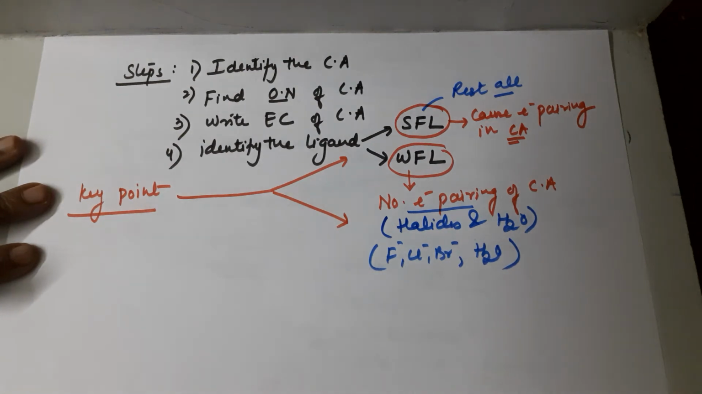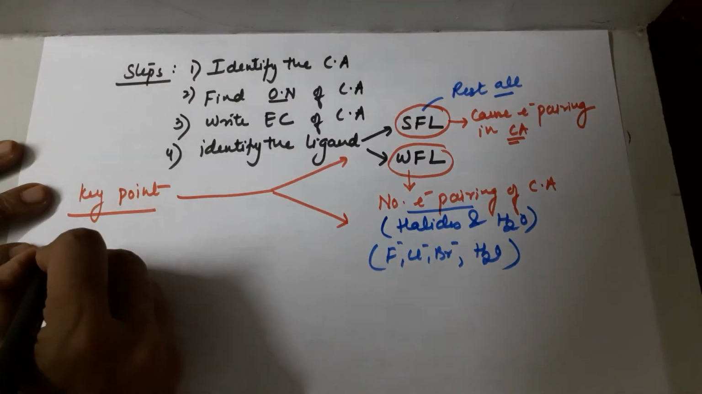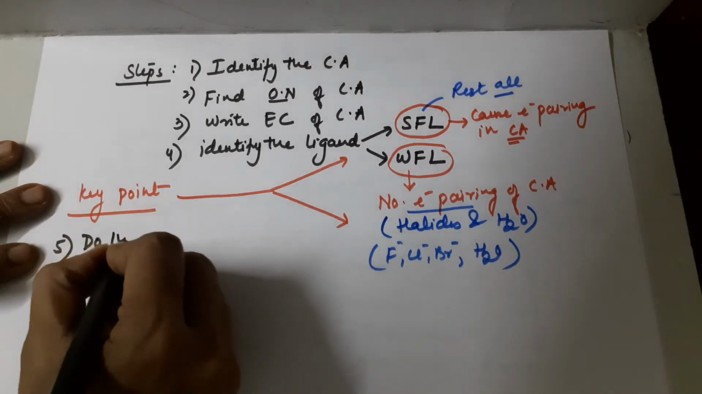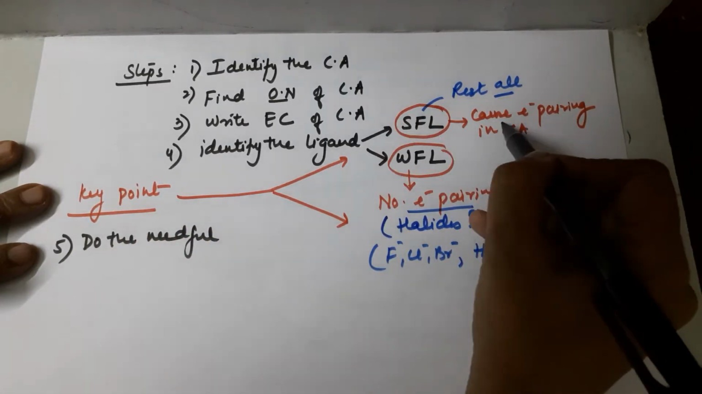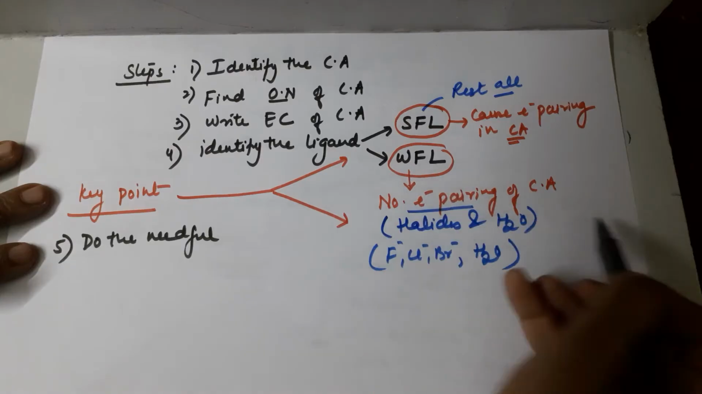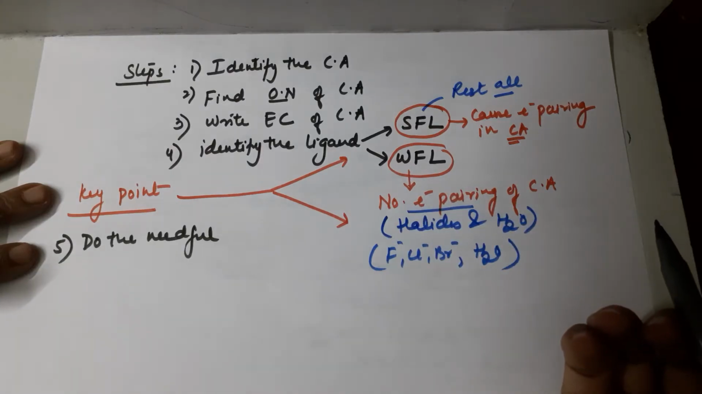Is that fine? Now, after you identify whether the ligand is strong field or weak field, you will do accordingly. What does this mean? If it is strong field, pair the electrons. If it is weak field, do not pair the electrons. Leave them as they are.